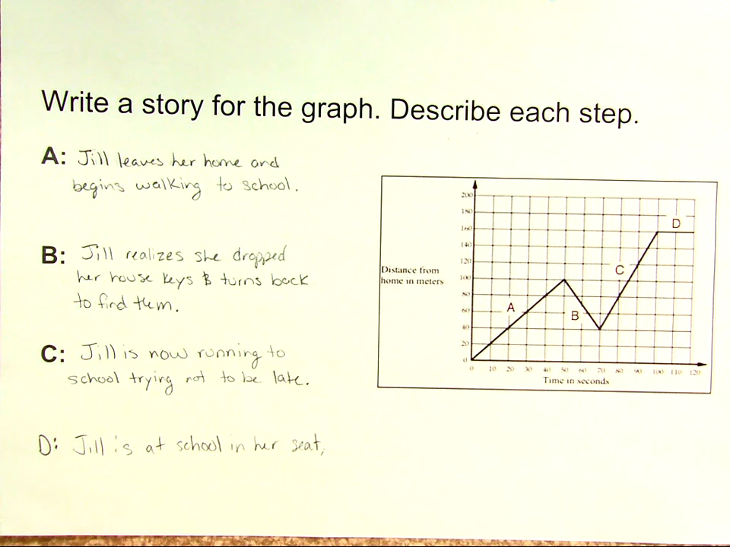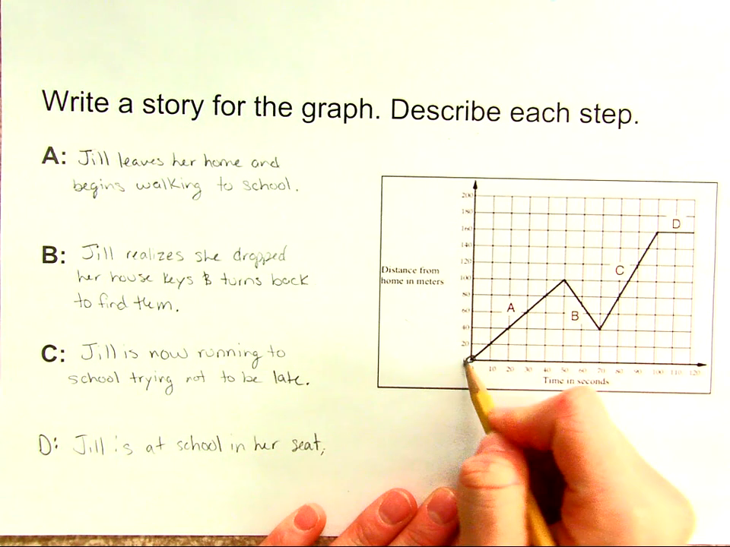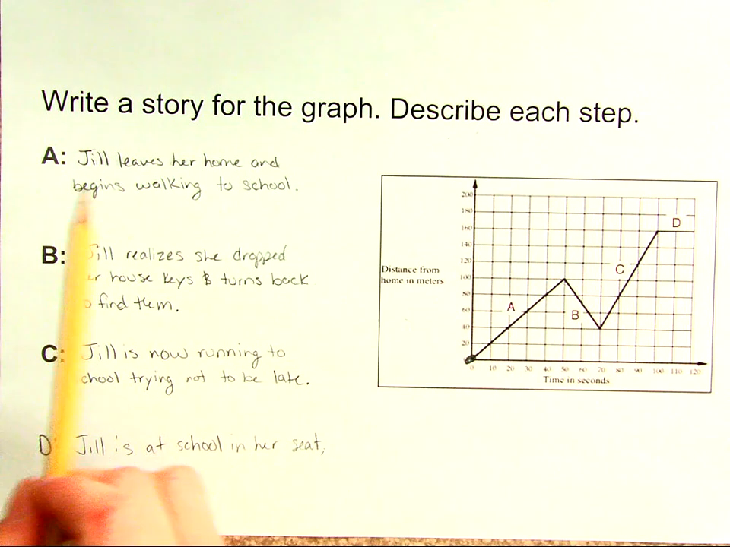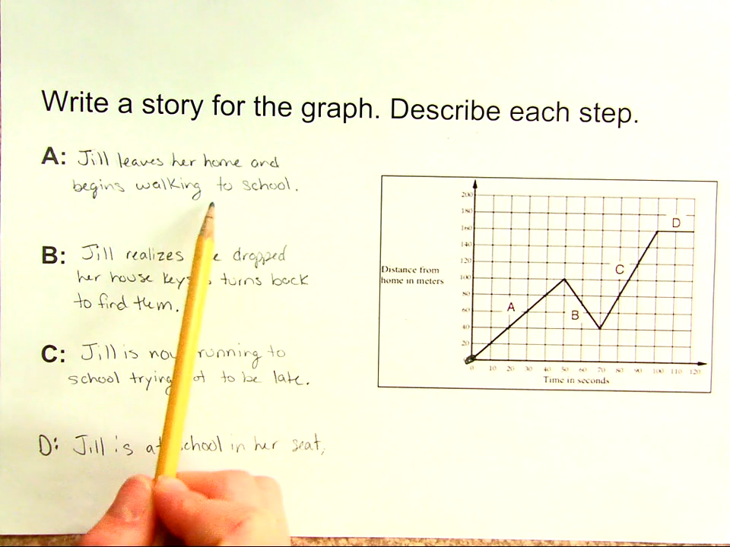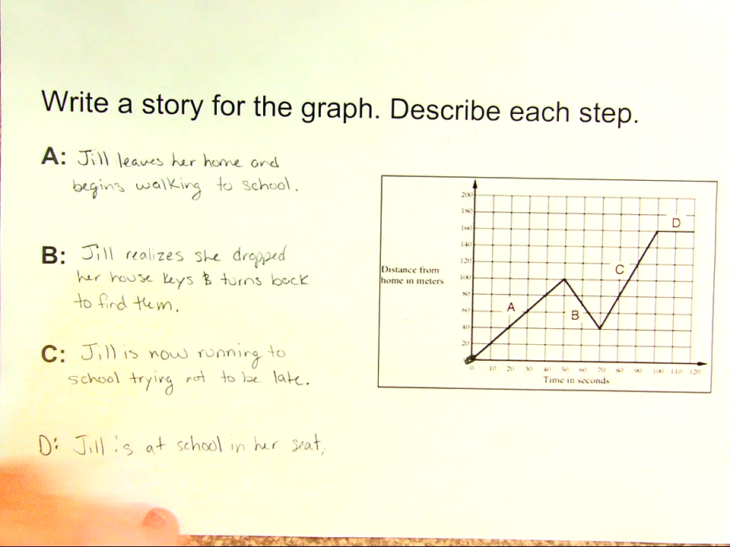So this is my story. I said Jill's leaving her home. So distance from home was 0. So at some point Jill, or somebody, you don't have to use Jill, is at her home, and I said she's walking to school. Okay, maybe you said they were biking, maybe you said they were going to a friend's house. Either way, they needed to start at home and be going somewhere. Right? They left their house.